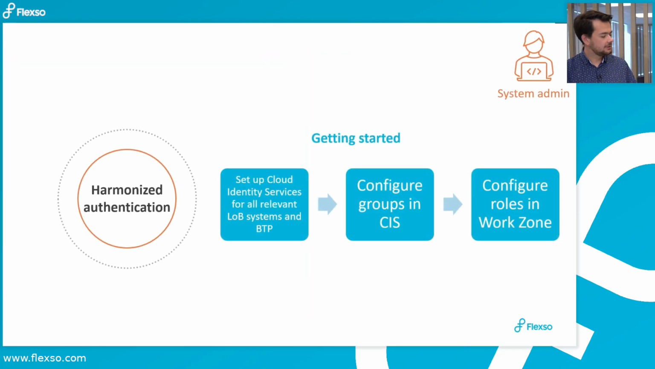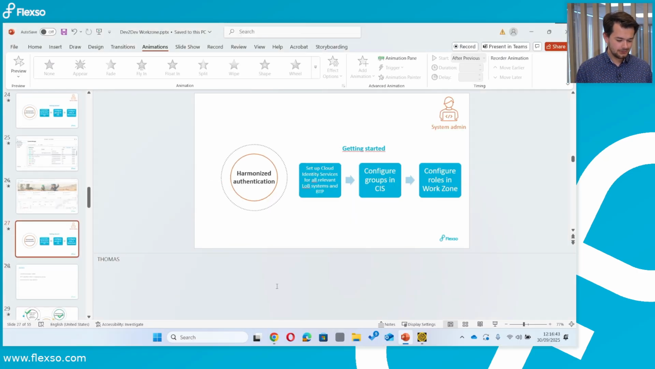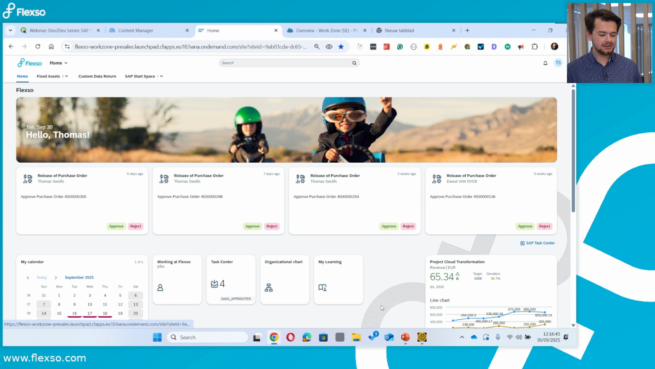And once you did this, you have decentralized authentication, and that's also something I want to show you, because Jules, I already showed you that we could open an application of S4. I just opened it, and you didn't see any authentication screen. So I was already logged in, and that's because my Work Zone and my BTP service are linked to one central cloud identity services, and so is S4. But so is also SuccessFactors.